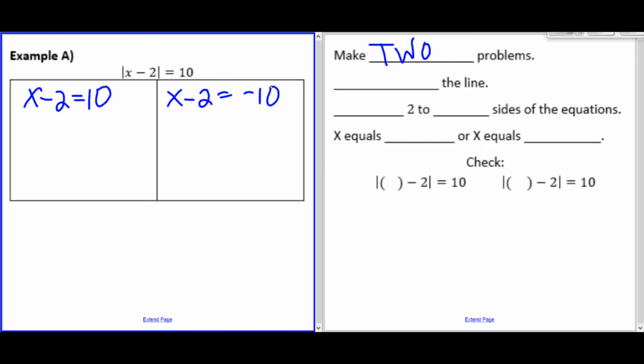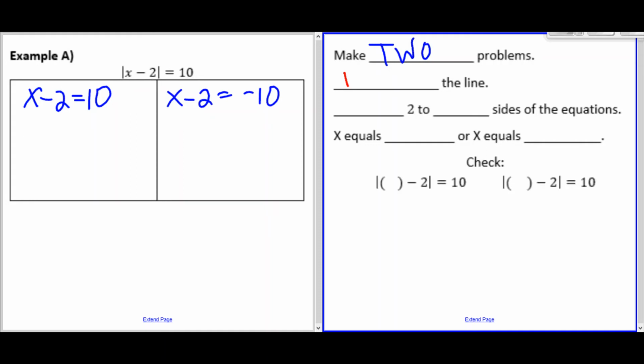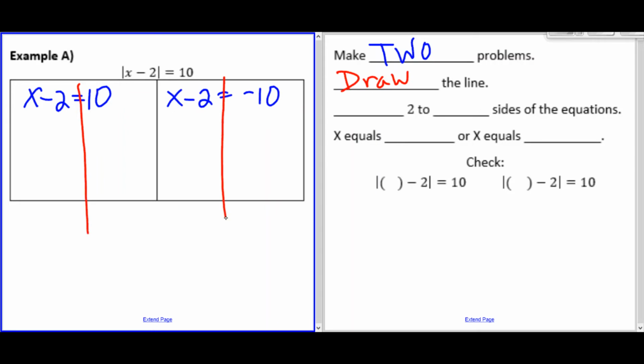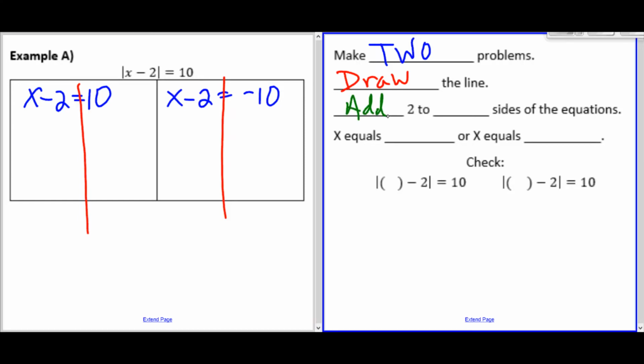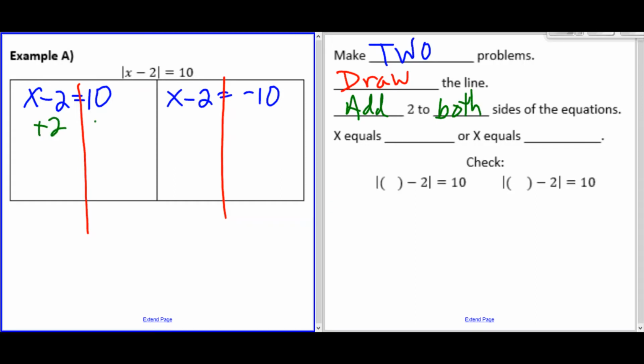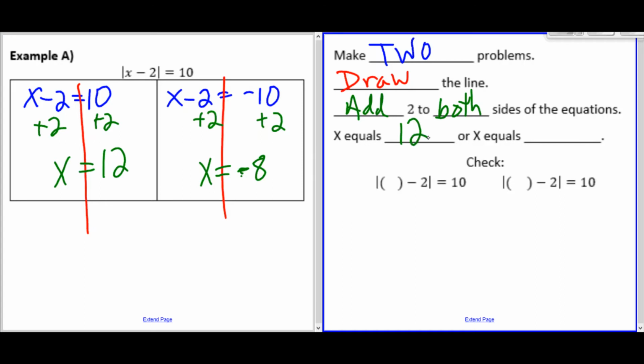Then you can draw the line. Remember, drawing your line down the middle of the equal sign helps us keep our equation balanced. Then we're going to solve these. To solve, we add 2 to both sides of the equations. So plus 2 here and plus 2 here. When you do this, you get x equals 12 or x equals negative 8.